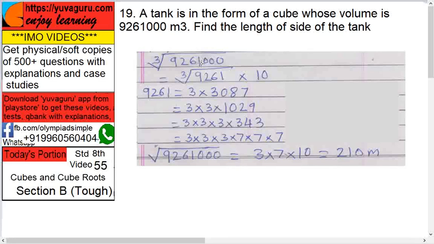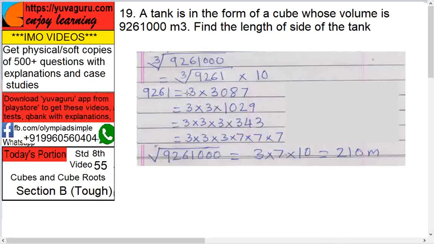So 9261000. Firstly separate the zeros from there. So what happens? 9261 into 1000, the cube root of which gives 10. Why 10? Because there are 3 zeros and we are taking the cube root, we get only one 0 then. Now we have to find the cube root of 9261 only.